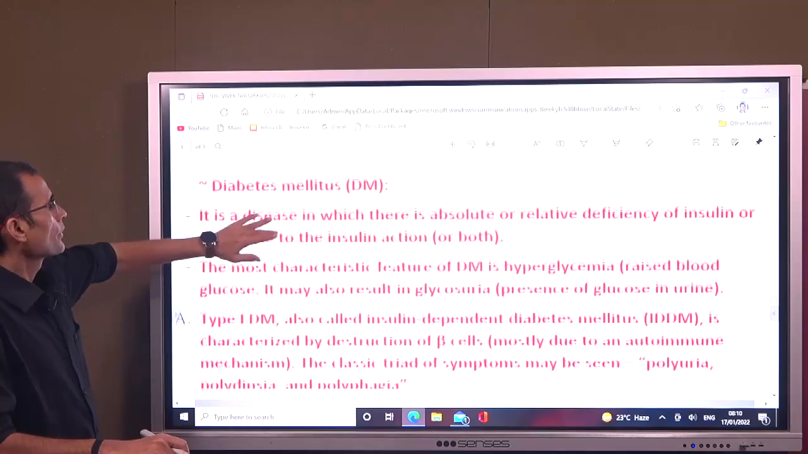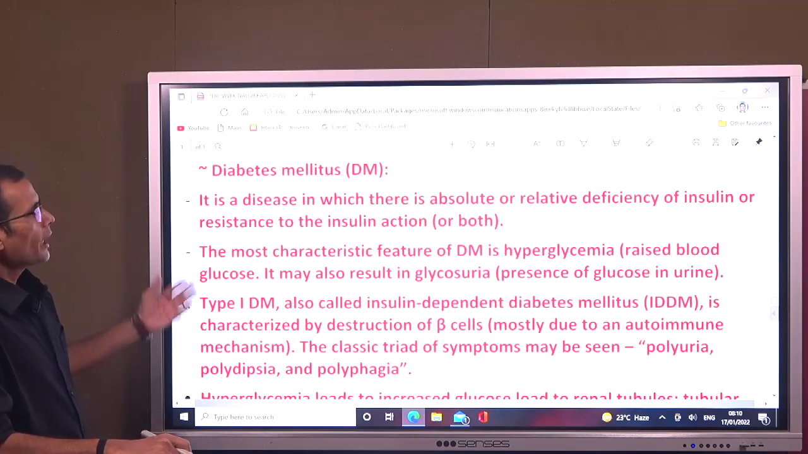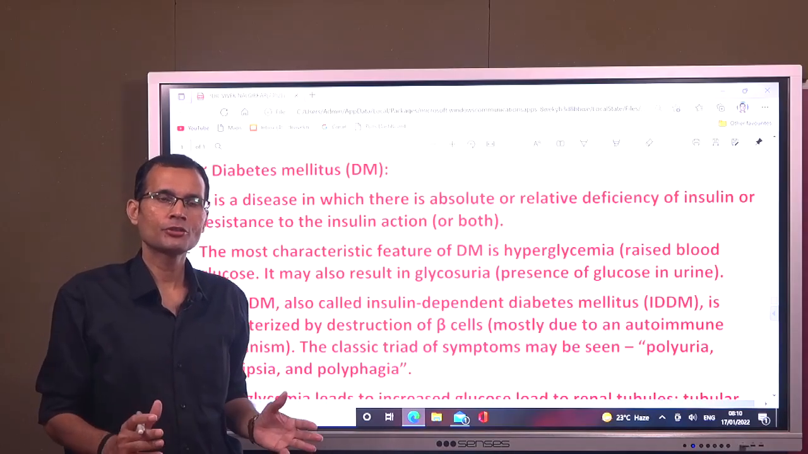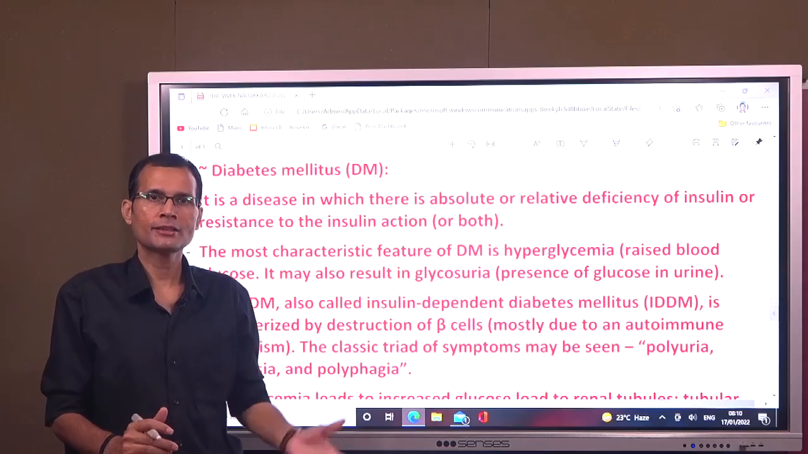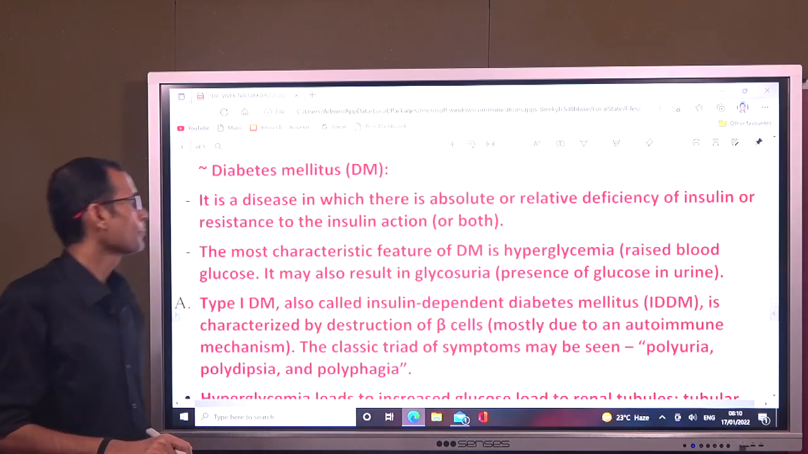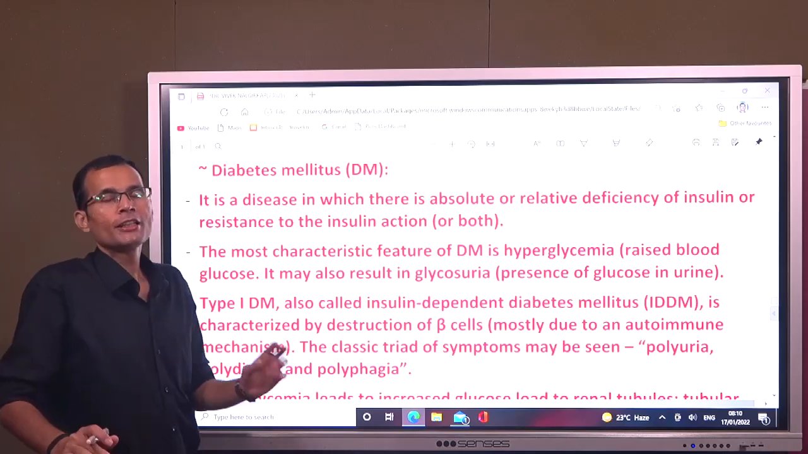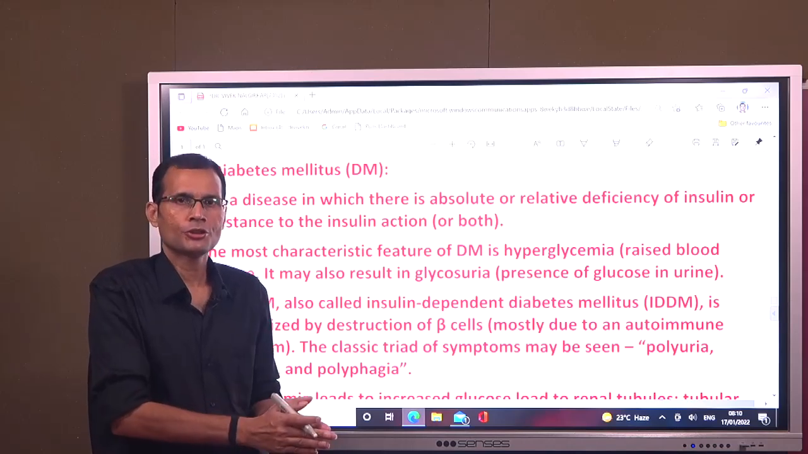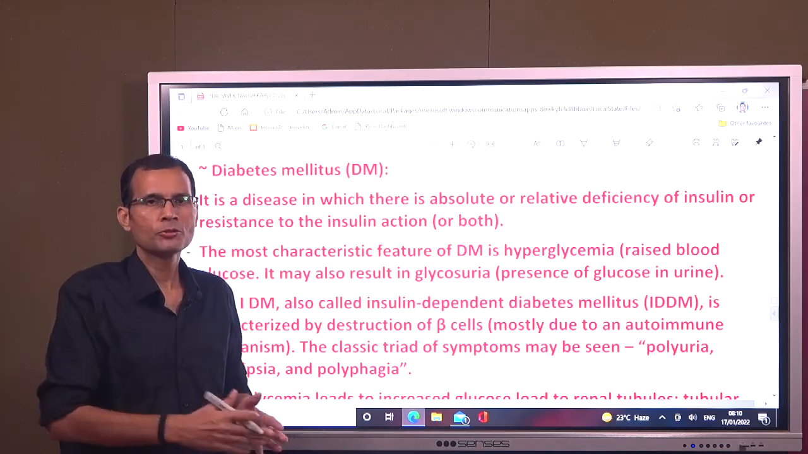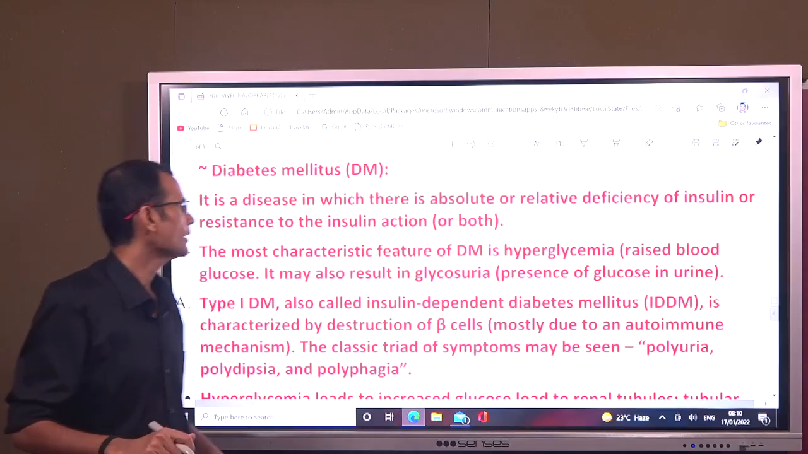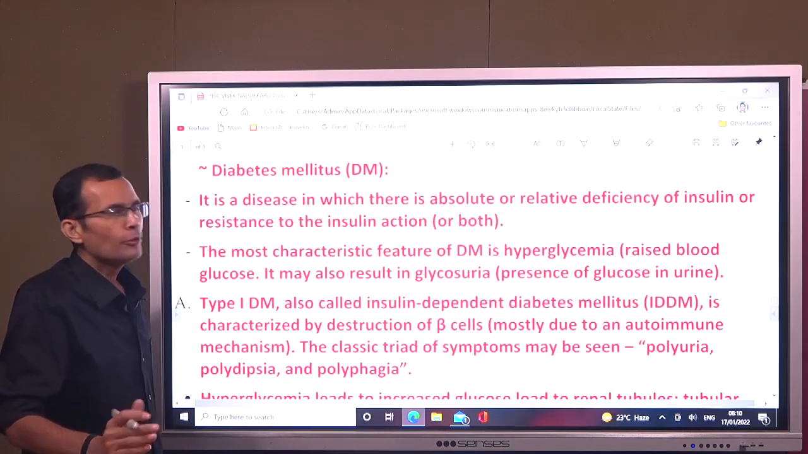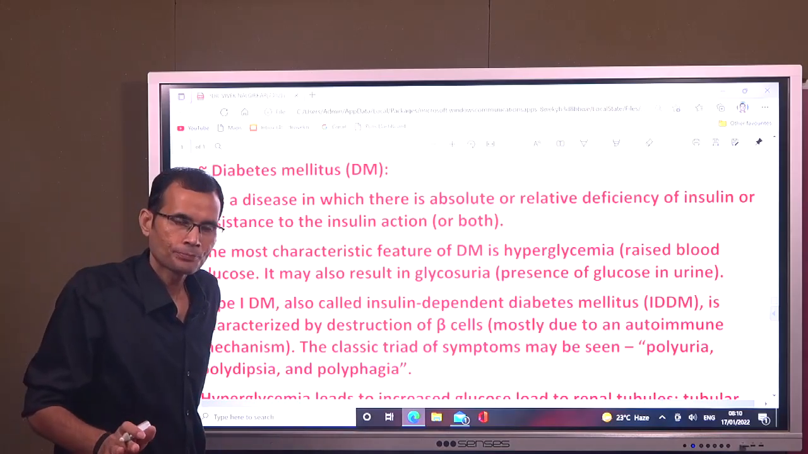Right. Finally, let's talk about diabetes mellitus. We have described all the actions of insulin, the mechanism of action, the receptor, the GLUTs. Let's quickly go through this. I am going to stick only to the relevant part in physiology. Diabetes mellitus, you know, is a very important disease. It's a disease in which there is absolute or relative lack of insulin.